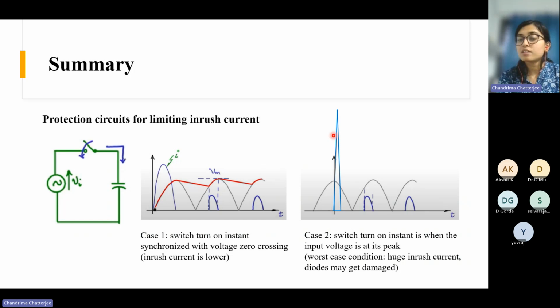So this is the first cycle. In the first two cycles, maybe you will get this kind of current. Then in the steady state, this much current will not get drawn. But at the first cycle or first few cycles, the current will be very large. Okay. So this is another issue that we discussed with the rectifiers.